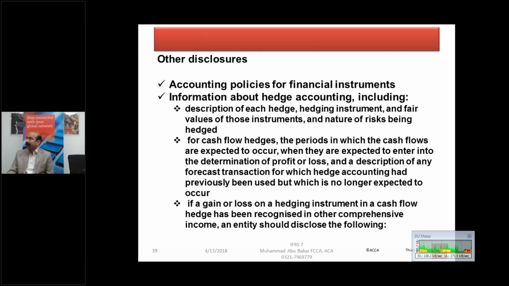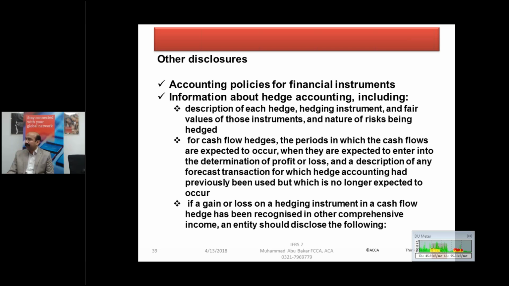Other disclosures are accounting policies for financial instruments, information about hedge accounting including a description of each hedge, hedging instruments and fair values of those instruments, and the nature of risk being hedged. For cash flow hedges, the period in which the cash flows are expected to occur, when they are expected to enter into the determination of profit or loss, and a description of any forecast transaction for which the hedge accounting had previously been used, but which is no longer expected to occur.